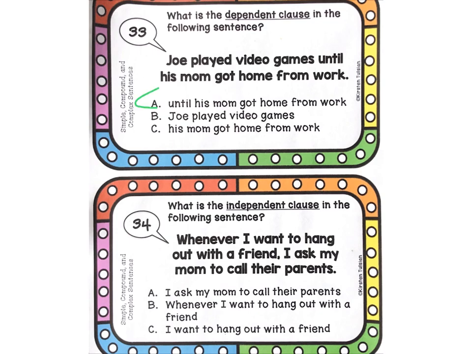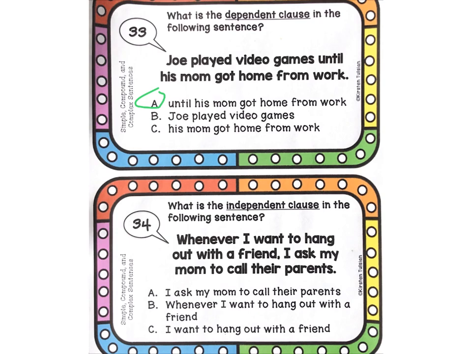So if you picked A, you did that one right, because until his mom got home from work is the one that cannot stand alone. It starts with that subordinating conjunction, so I know that that is the dependent clause.